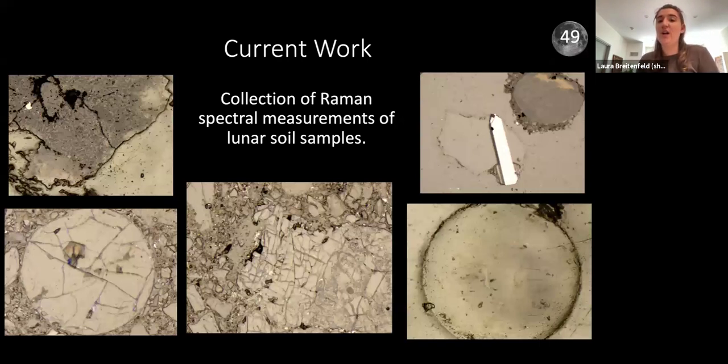Some other current work I'm doing is collecting Raman spectral measurements of lunar soil samples. So I'm using both the Bruker Bravo handheld spectrometer that I spoke about before for bulk Raman measurements of these lunar samples, as well as a micro Raman spectrometer, which allows us to analyze specific grains of these samples. And here you can even see an example of a lunar glass bead that we looked at. So this is a really exciting future direction for research.